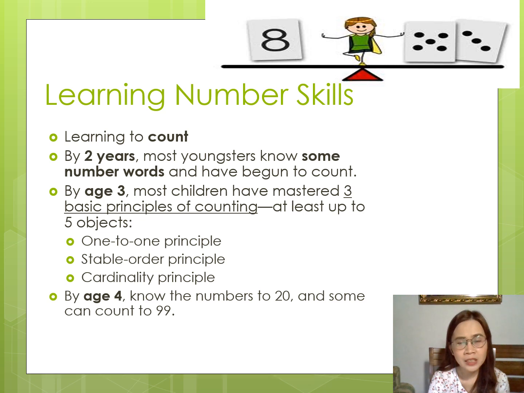Ayan. So, ito yung mga principles of counting na dapat ay visible or observable na sa infancy and early childhood, no? Sa pagitan nun. And then by age 4, they know the numbers up to 20, hindi lang 1 to 10, 1 to 5 hanggang 20, and some can count up to 100. Ayan. So, ano yung mga principles? One-to-one principle, stable order, and cardinality. So, we will talk about that on the next slides.